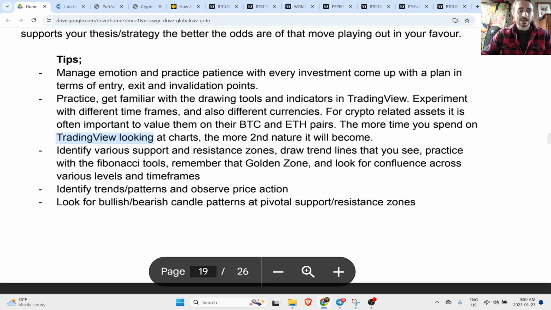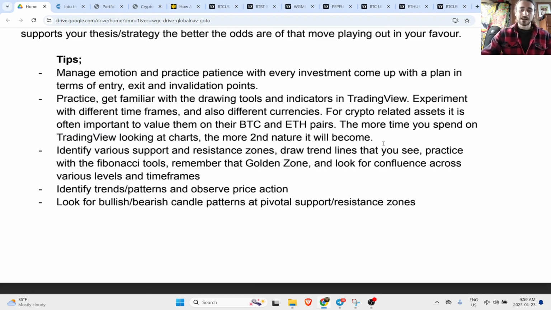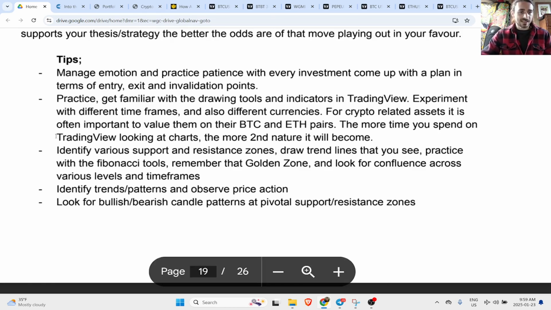The more time you spend on TradingView doing this stuff, the more second nature it becomes. I'm at a point now where I could just pull up a chart and, without even drawing anything on it, pretty much decide whether or not I'm interested in that chart. But it comes with a lot of practice.